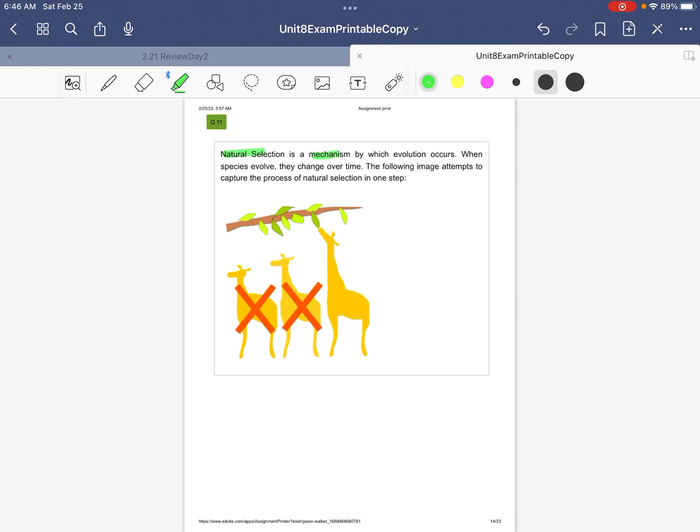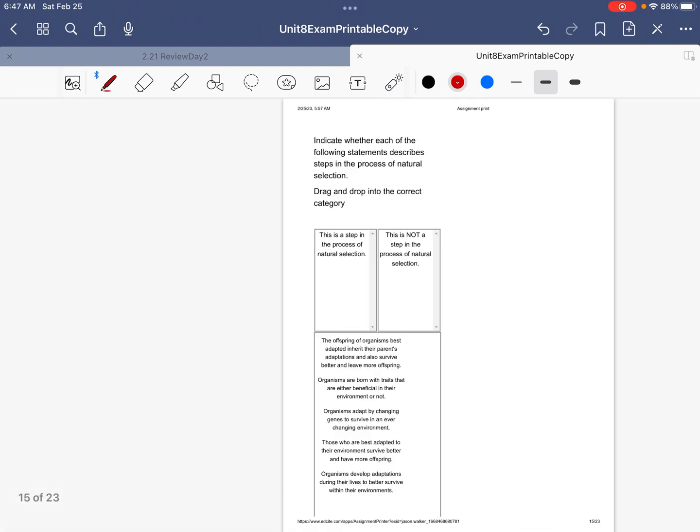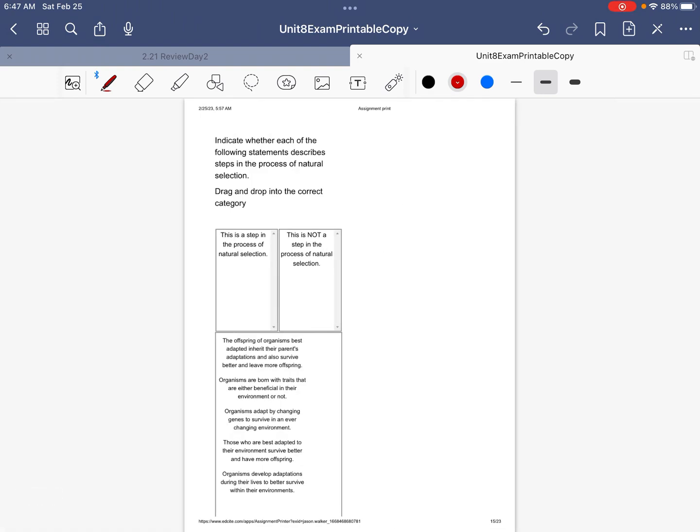Natural selection is a mechanism by which evolution occurs. When species evolve, they change over time. The following image attempts to capture the process of natural selection in one stage. So again, species evolve over time. We know that natural selection is part of evolution and we change, but remember, this happens in a population, which is a group of organisms of the same species. That is what's going to help us a lot. So here, which one is a step and which one is not a step?